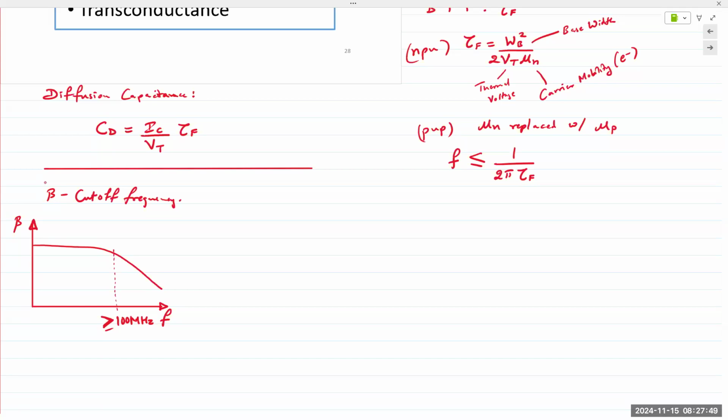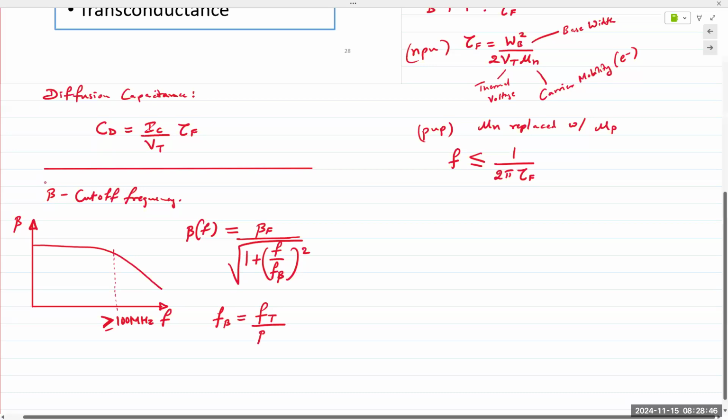Well, we can define mathematically and derive an expression for beta as a function of frequency. So beta as a function of frequency can be given by beta in the forward region, beta f, divided by 1 plus f over f beta, squared. If you remember from the Bode plots for high pass and low pass filters. Sorry, it's not FB, it's F beta. And F beta itself is FT over beta F.